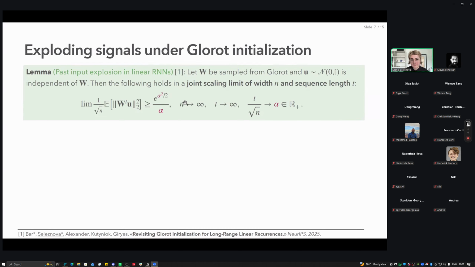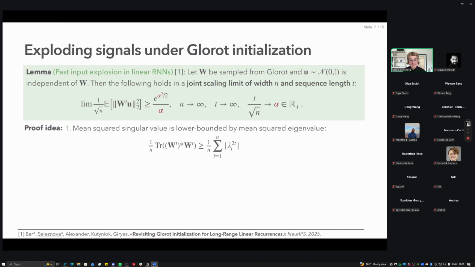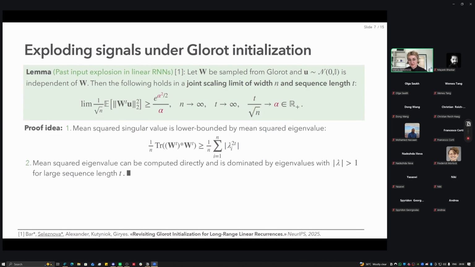And the proof here, knowing the spectral intuition which I just told you, is pretty easy. Basically, this squared norm is controlled by the mean squared singular value of the matrix moment Wt. But the mean squared singular value is just lower bounded by the mean squared eigenvalue. And as we just saw, the mean squared eigenvalue for large sequence length t will be dominated by the largest eigenvalues, which are larger than 1 by something of order 1 divided by square root of n.